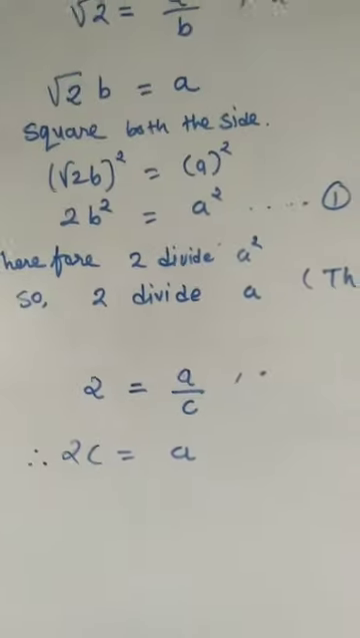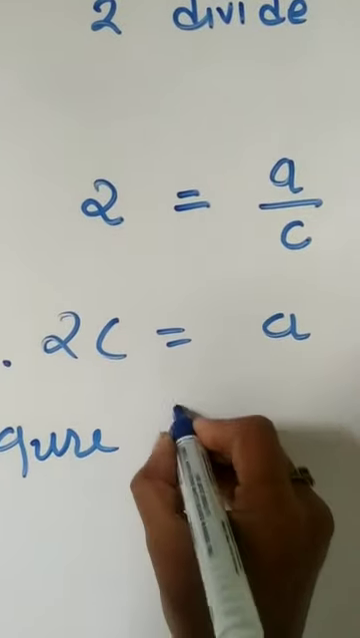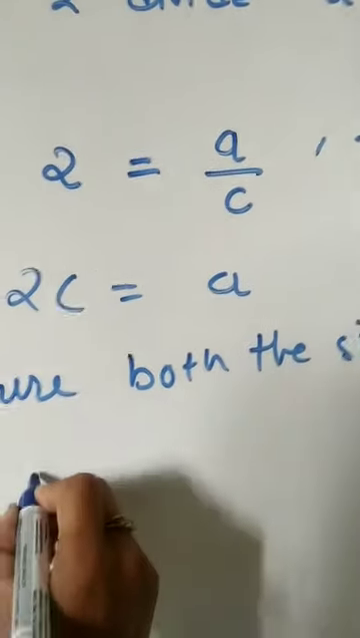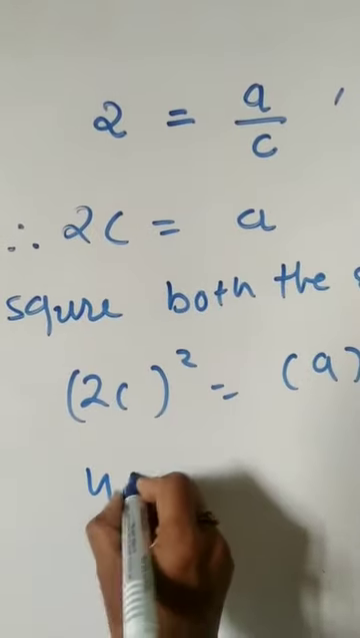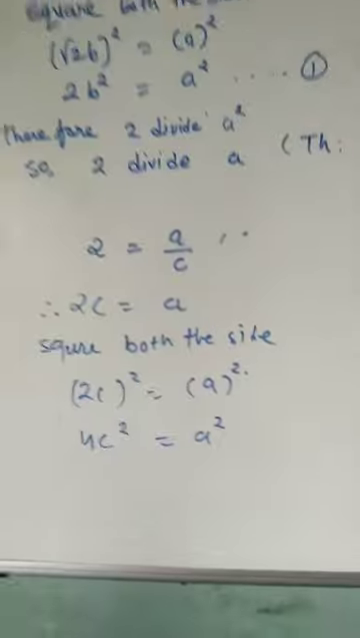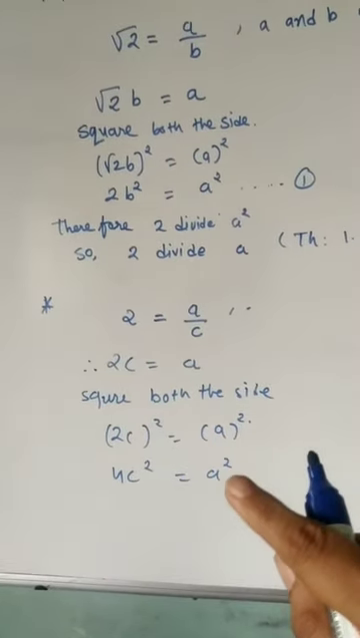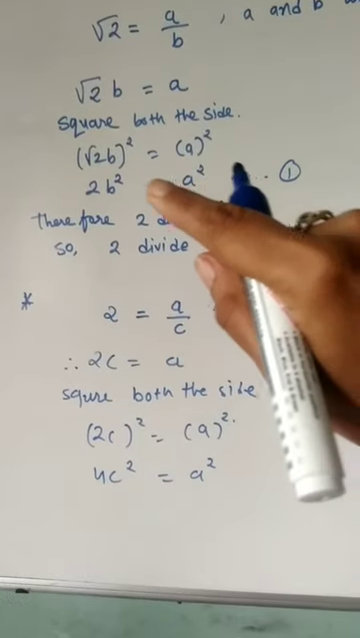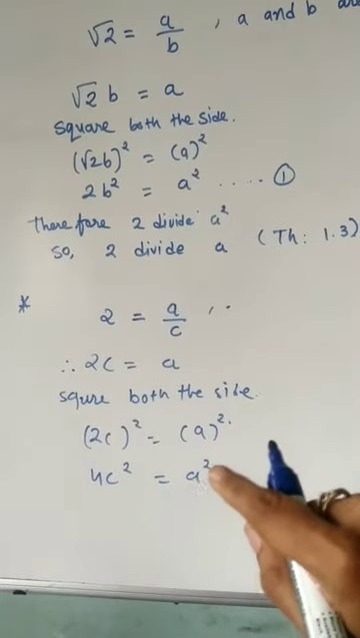Now the same process again: squaring both sides. So here we will write square both sides. It becomes 2c whole square is equal to a square. So it becomes 4c square is equal to a square. Here you can see how it looks. Now in place of this a square we will substitute from equation 1, the value of a square is 2b square. So in place of a square we will write 2b square.